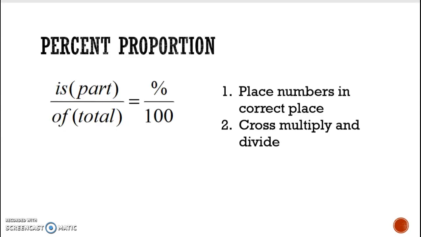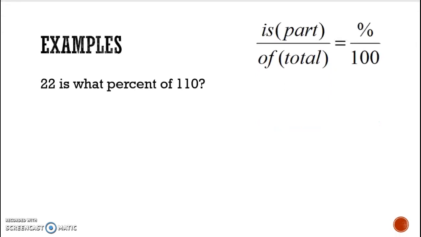So our percent proportion is set up with two fractions on each side with an equal sign. Is over of equals percent over 100. If it's a word problem, you're going to do part over total equals percent over 100. So your first job is to place numbers in the correct spot of the equation, and then you're going to cross multiply and divide. So let's try an example.